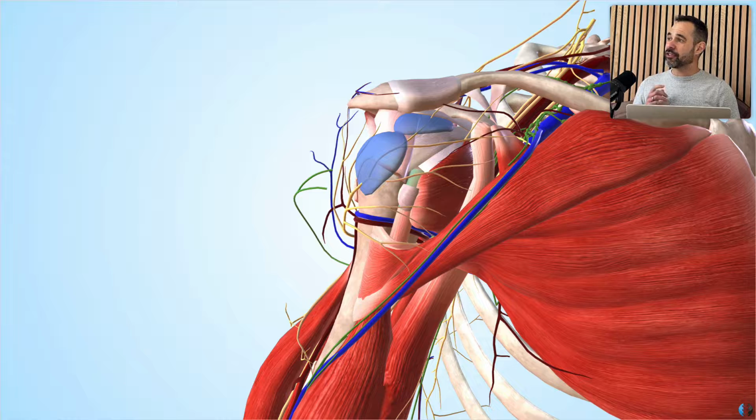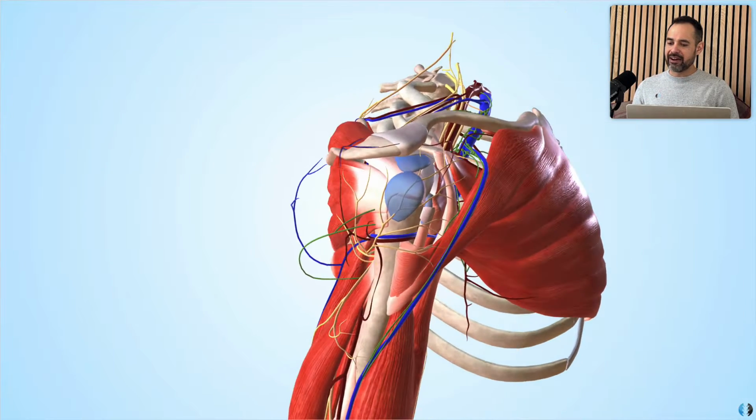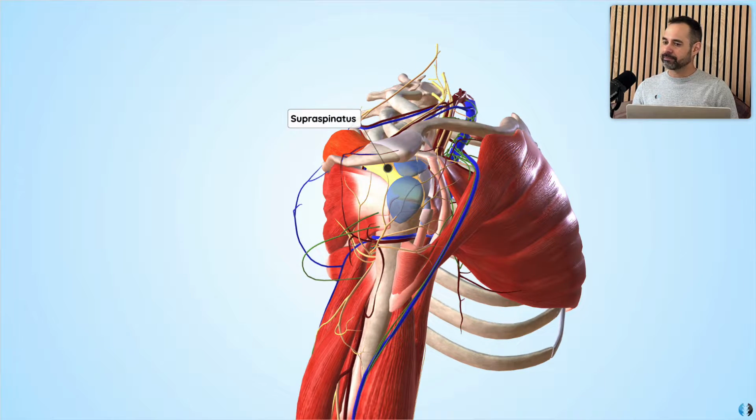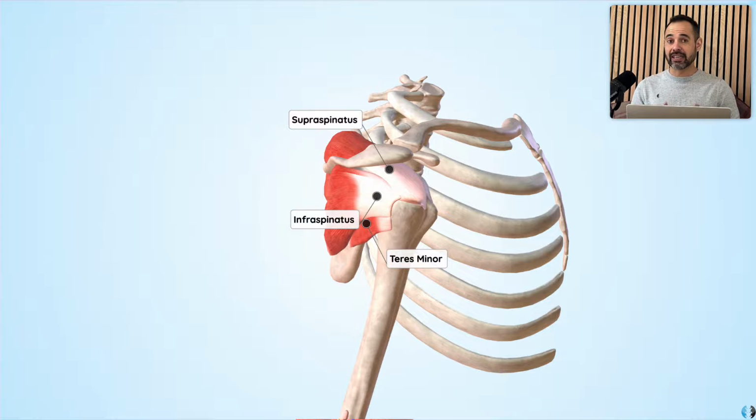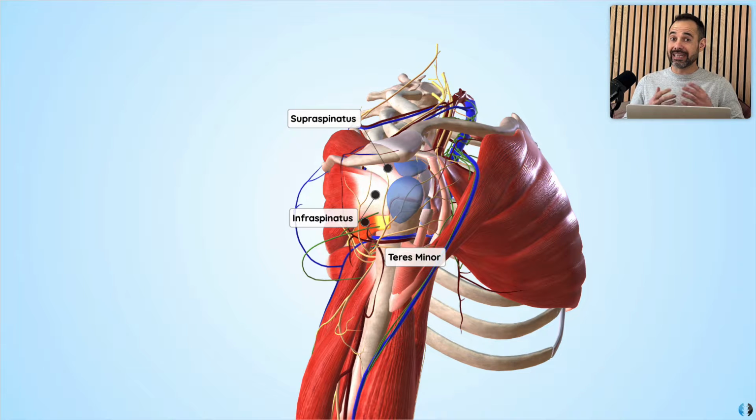Then, if we look at some of the posterior structures, we have the supraspinatus muscle, we have the infraspinatus muscle, and we have the teres minor muscle. Now, all of these are a part of the rotator cuff group and heavily contribute to external rotation of the shoulder. So we can see that even with just the muscles, we have flexion, external rotation, and internal rotation, which all can be affected by this dislocation.